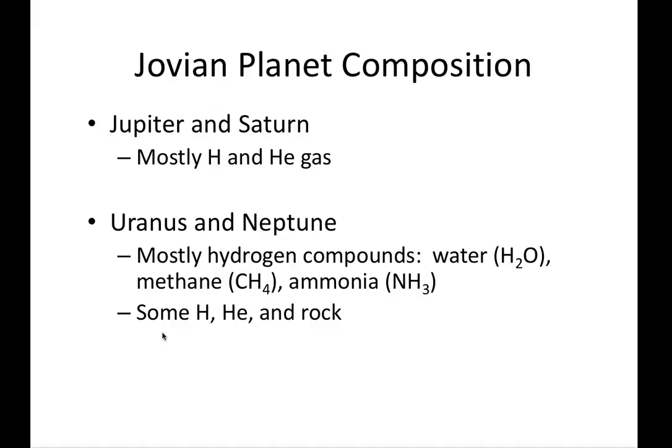All right, well, the composition is what you would expect given our solar system creation story. We figure that all of these planets have rocky cores, but the overall composition is mostly hydrogen and helium for Jupiter and Saturn, and for Uranus and Neptune it is compounds of hydrogen and helium.